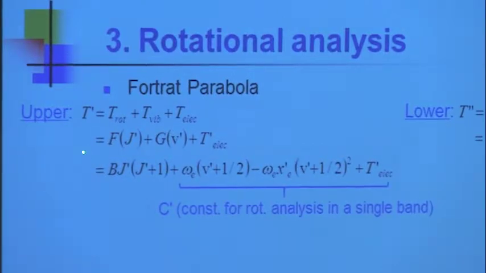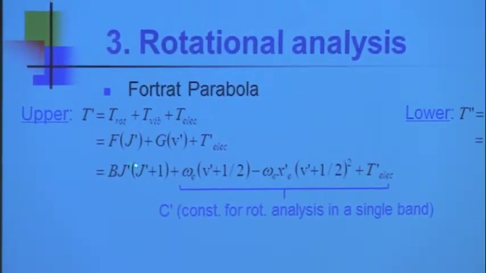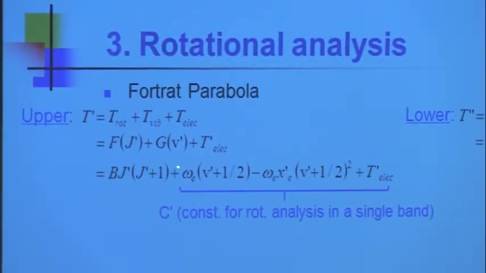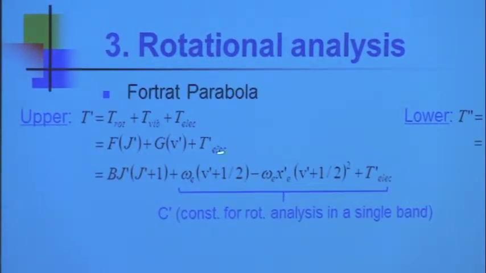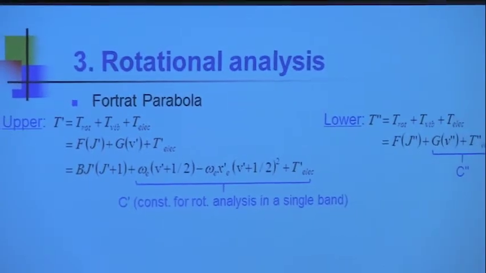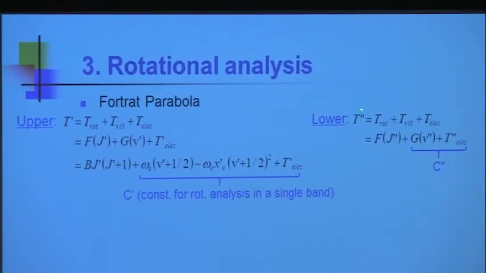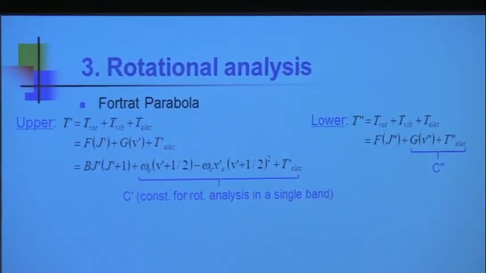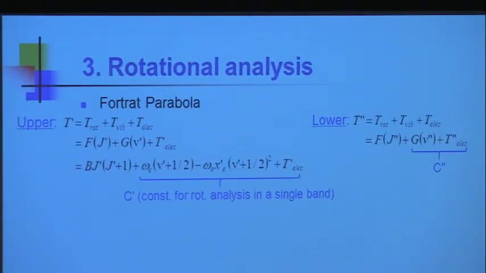Here's our rigid rotor term, here's our anharmonic oscillator term, and here's electronic. So we sum up the energies independently. We do the same thing for the lower state, and recognize that we're going to see clusters of lines that we'll call a band. And if we look in that band for the 2 states, the upper state and the lower state, those are constants for that band. The only thing we're leaving out is J.